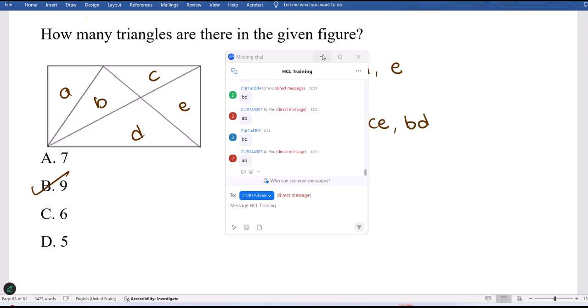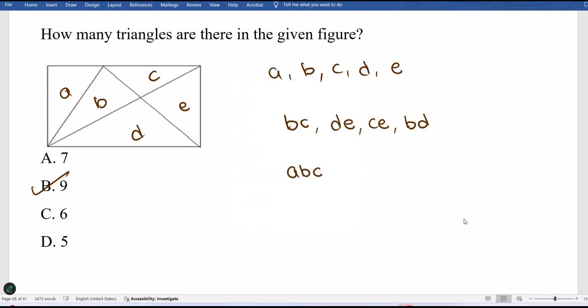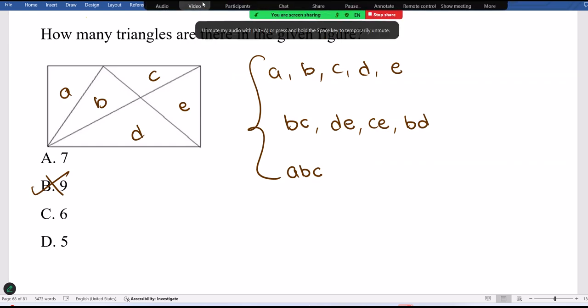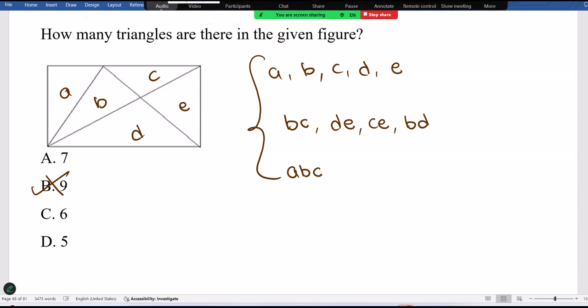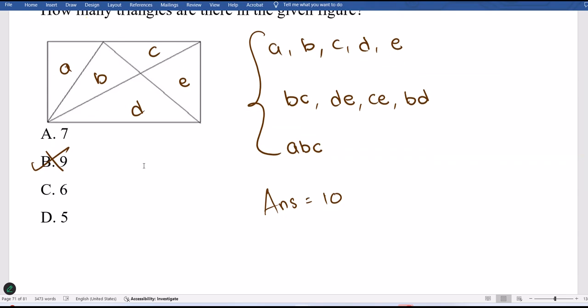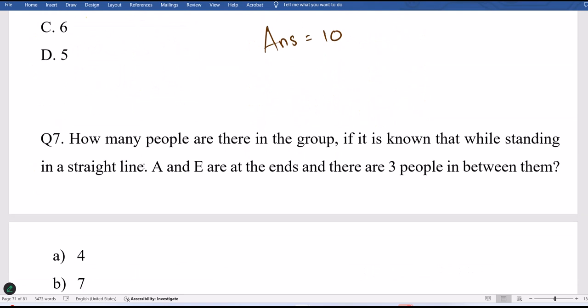AB is not triangle, sir. AB is not triangle. Kindly ignore AB. So we have totally 10. Sorry. Totally we have 10, not 9, we have 10. Right? You can clearly observe all this. Manual counting like this, 1, 2, 3 like that.